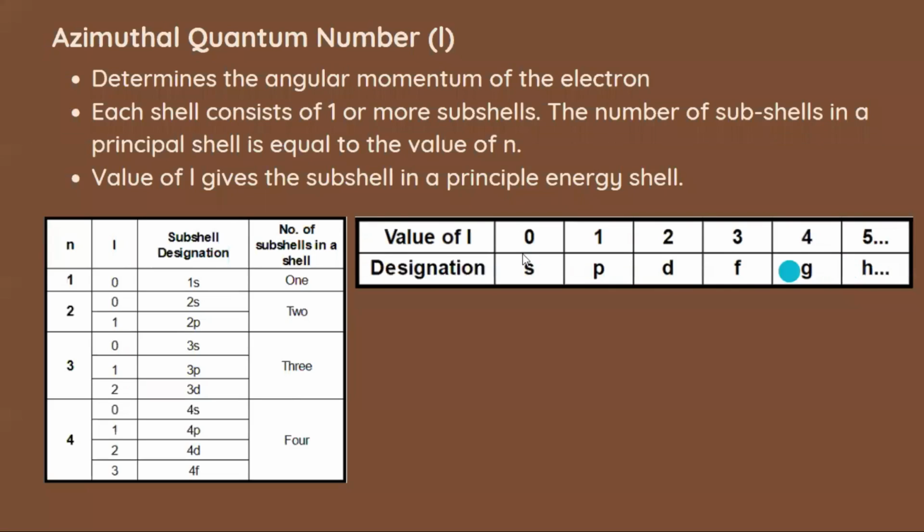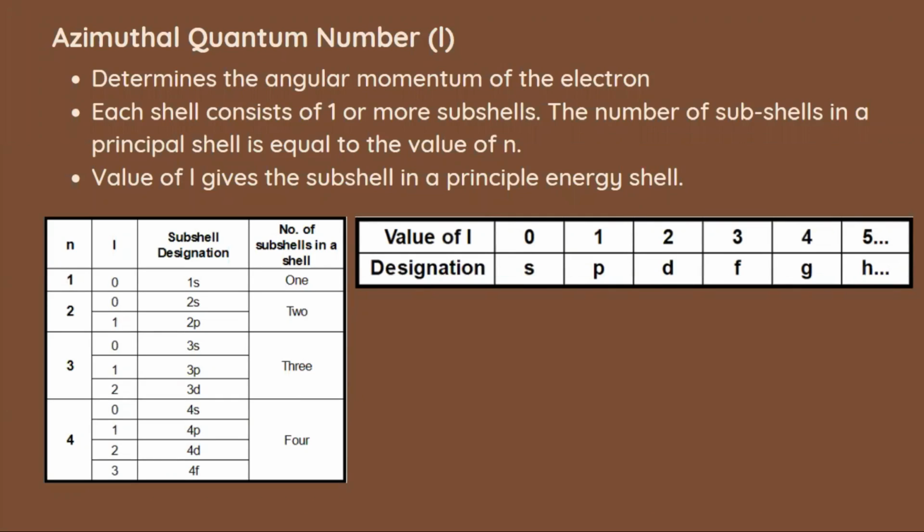The next one is the azimuthal quantum number. As we know, electrons are rotating or going around the nucleus, and so obviously they will have a particular angular momentum associated with them. So the azimuthal quantum number, which is also called the orbital angular momentum, gives us the information on the angular momentum of the electron.